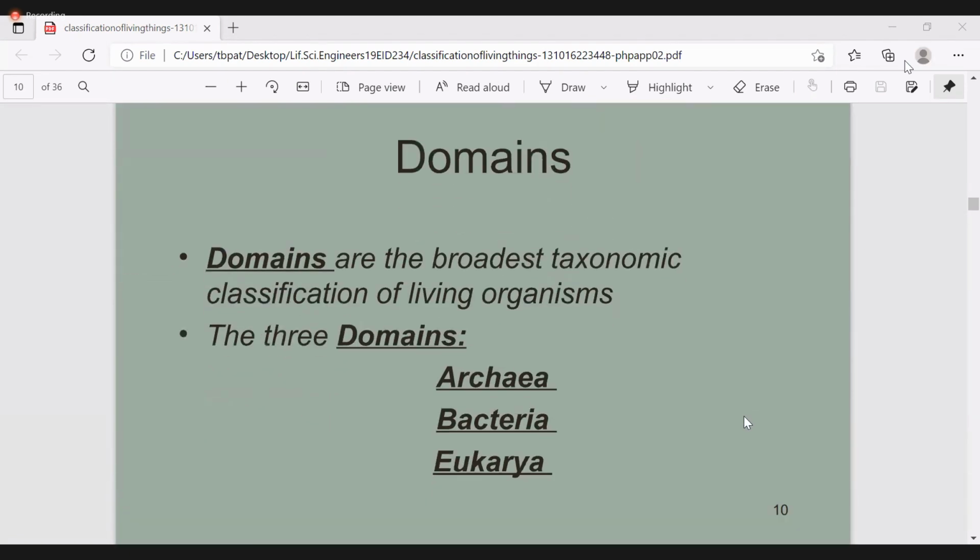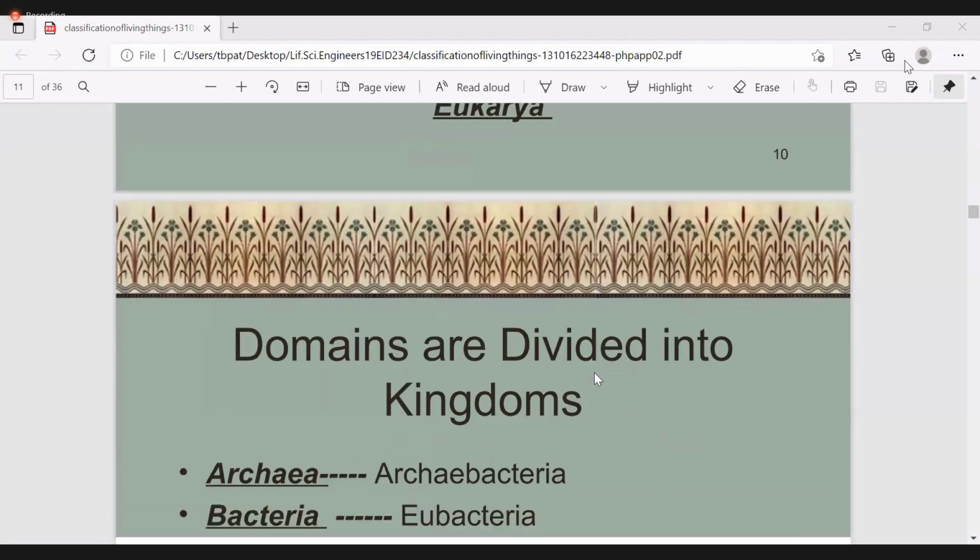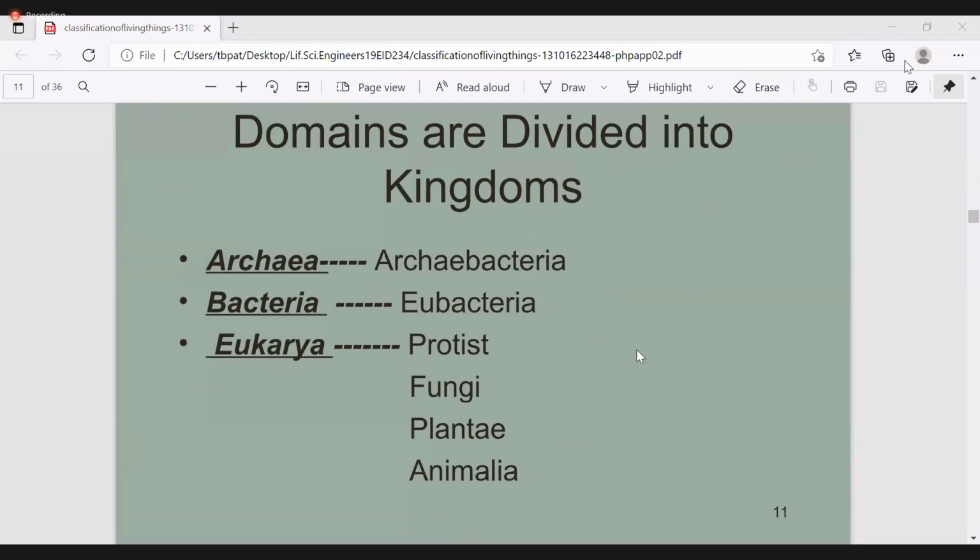The domain is again classified in a 3-way: one is archaea, another is bacteria, and the third is eukarya. These are the 3 major domains in the taxonomic classification of living organisms, whether microorganisms or multicellular organisms. These domains are divided into kingdoms, majorly 6 kingdoms. The archaea domain has archaeobacteria, and the bacteria domain has eubacteria. The eukarya domain has protista, fungi, plant, and animal. This is the 3 major.